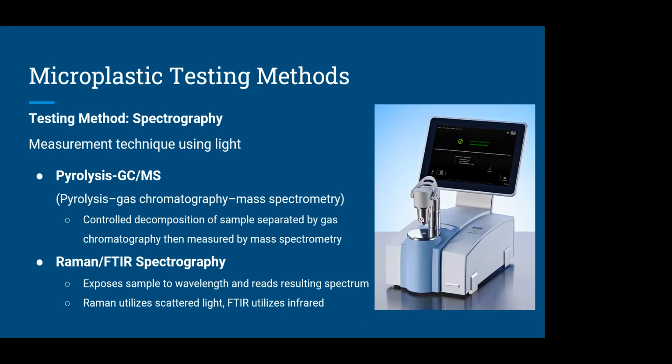But Raman uses scattered light, while FTIR has faster data acquisition since it uses infrared radiation. So that's why we decided to go with FTIR rather than Raman.